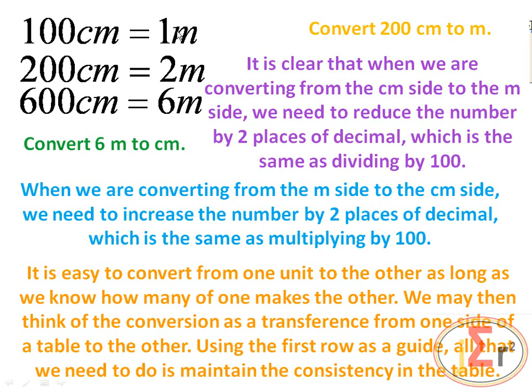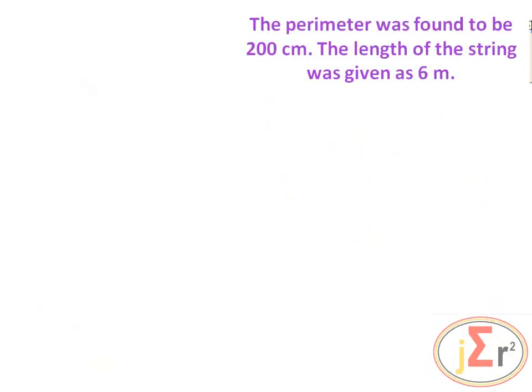100, 1. 200, 2. 600, 6. 500, 5. That's how it will be. The perimeter was found to be 200 centimeters. The length of the string was given as 6 meters. Right, 6 meters. So there we have them.